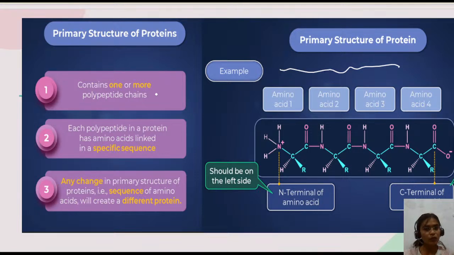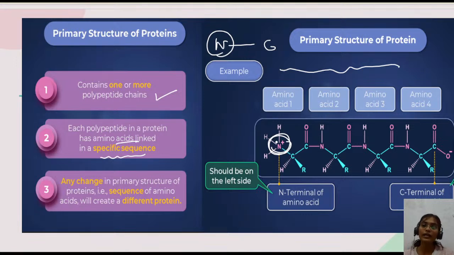So it's one or more polypeptide chains, and each polypeptide chain in a protein has amino acids in a specified sequence. We have a complete sequence, N to C. What is the meaning of N to C? My terminal end has nitrogen, and the second terminal has carbon.